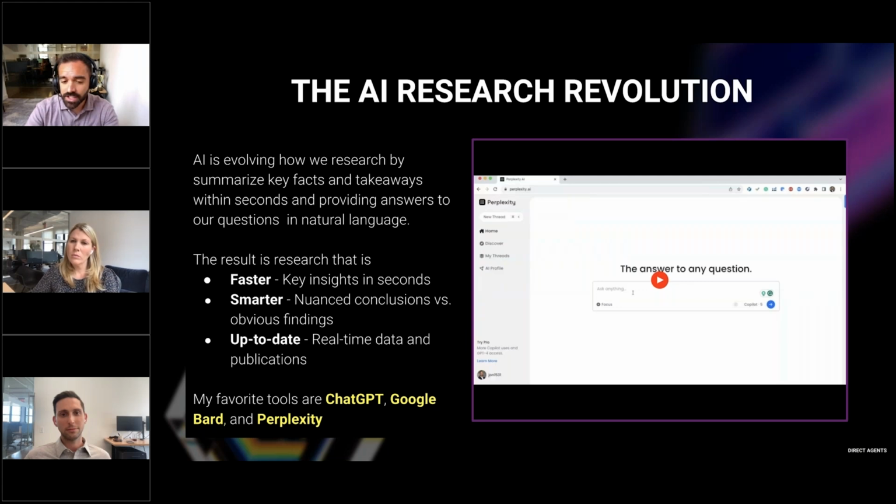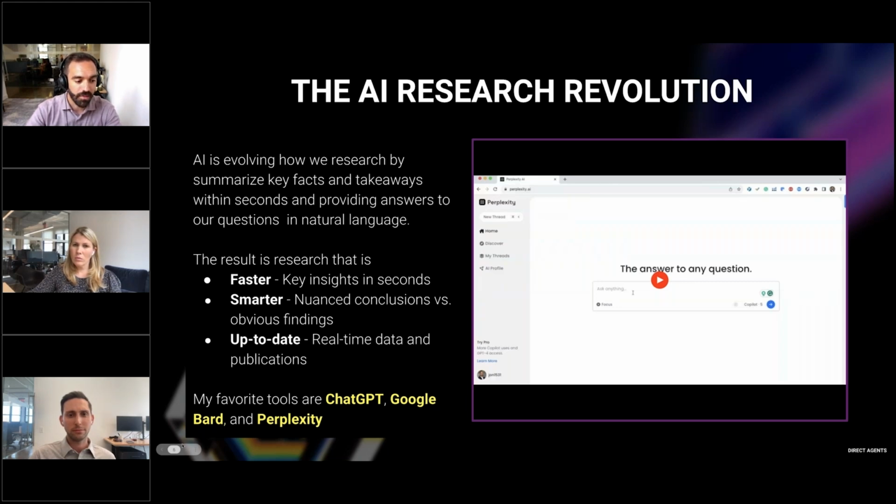So the way that we research now is that much faster, and we're also able to get more accurate information that is basically a conclusion of all the different links and all the information that's out there. So that's definitely been an area of efficiency.